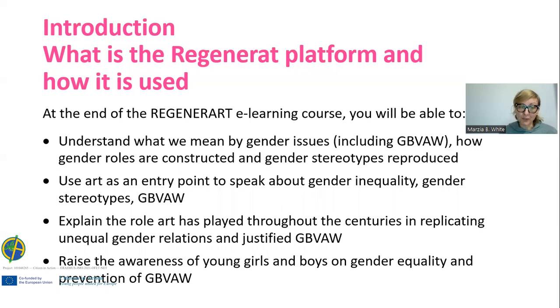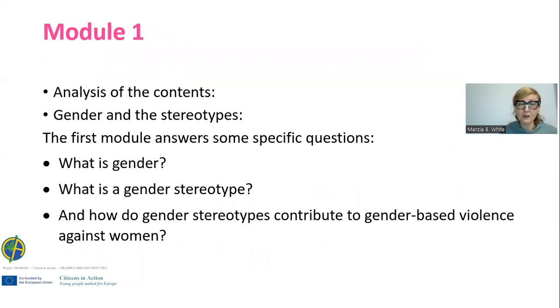And very important point, you'll be able to raise the awareness of young girls and boys on gender equality and prevention of gender-based violence against women. So in this first module, we'll talk about the analysis of the contents and the gender and the stereotypes. And we'll answer some specific questions like, what is gender? What is a gender stereotype? And how do gender stereotypes contribute to gender-based violence against women?